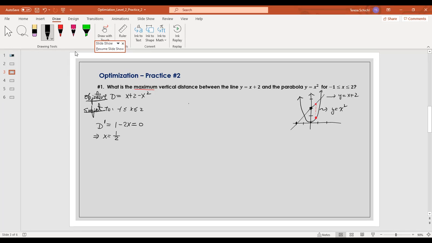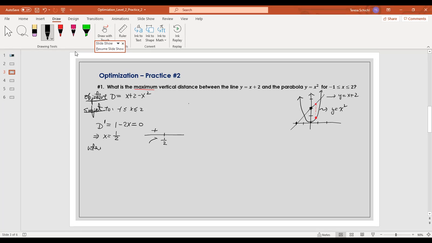Since we are subject to x being between -1 and 2, and because this is a maximum, I want to find the absolute max. So this is our critical value, 1/2. If you choose something less than 1/2, let's see, if it's 0, this is positive, right?